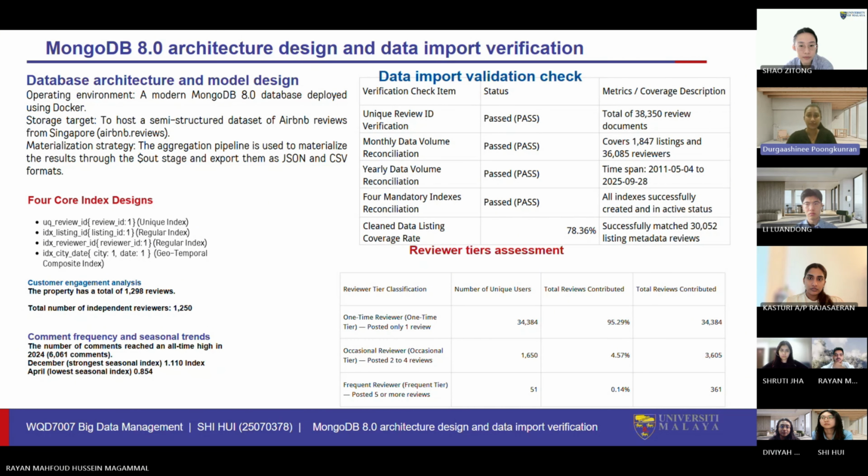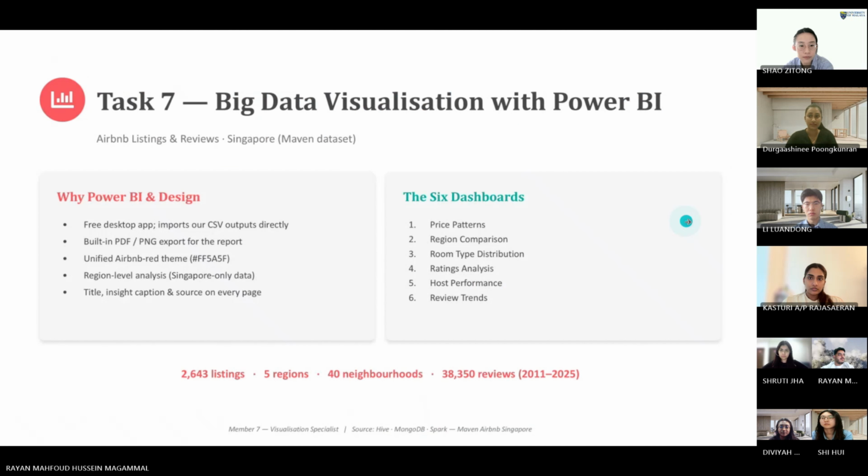Next slide. So next, for the visualization with Power BI, we turned the team's clean data from Hive, MongoDB, and Spark into 6 Power BI dashboards, all in one consistent Airbnb theme. Since our data is Singapore only, we compare by region instead of city.